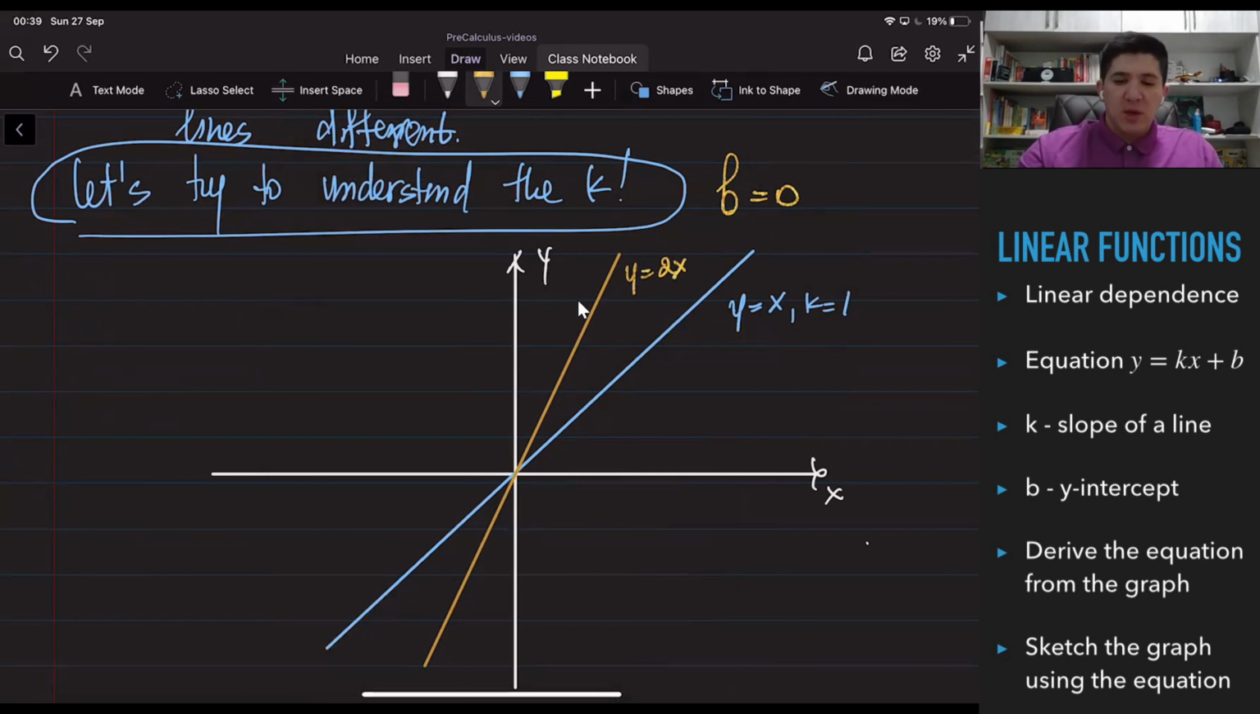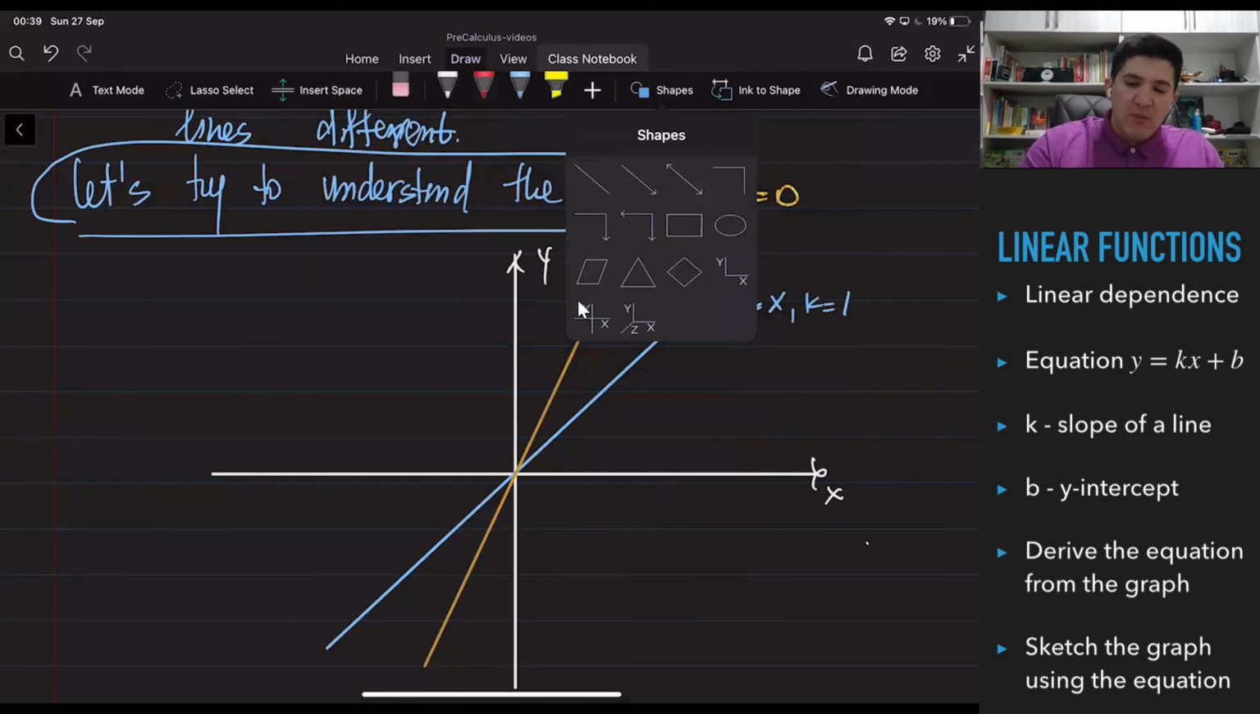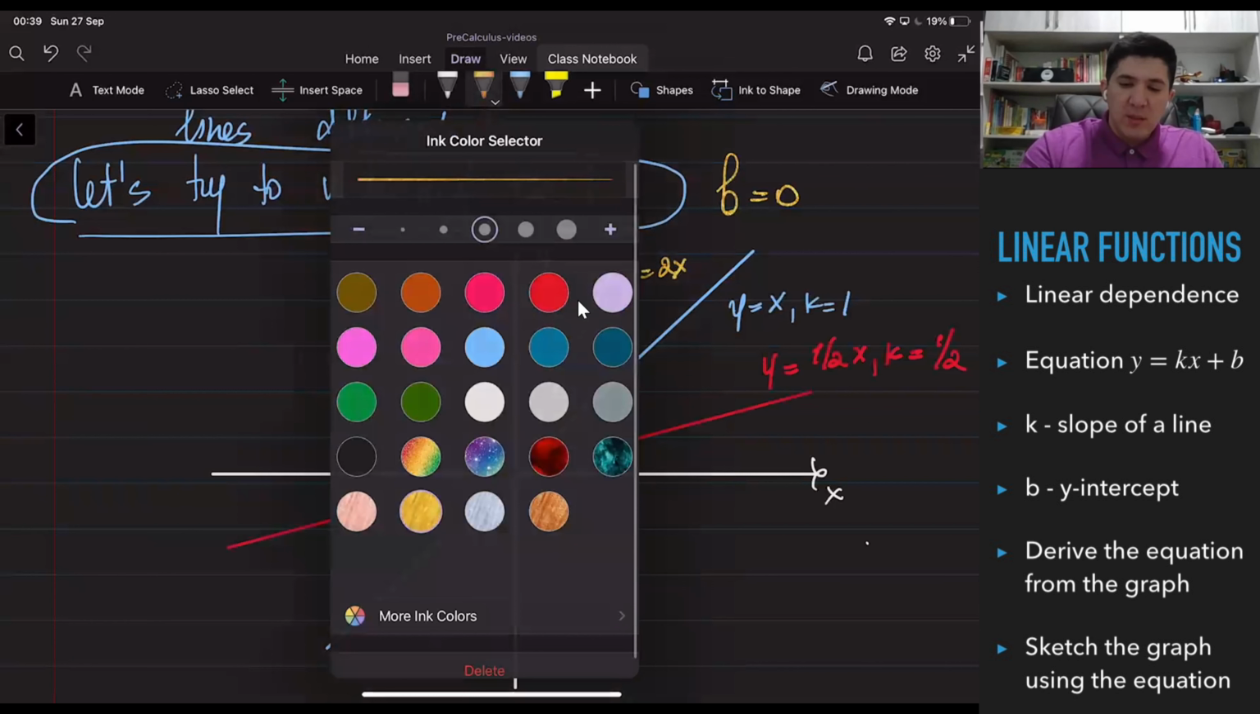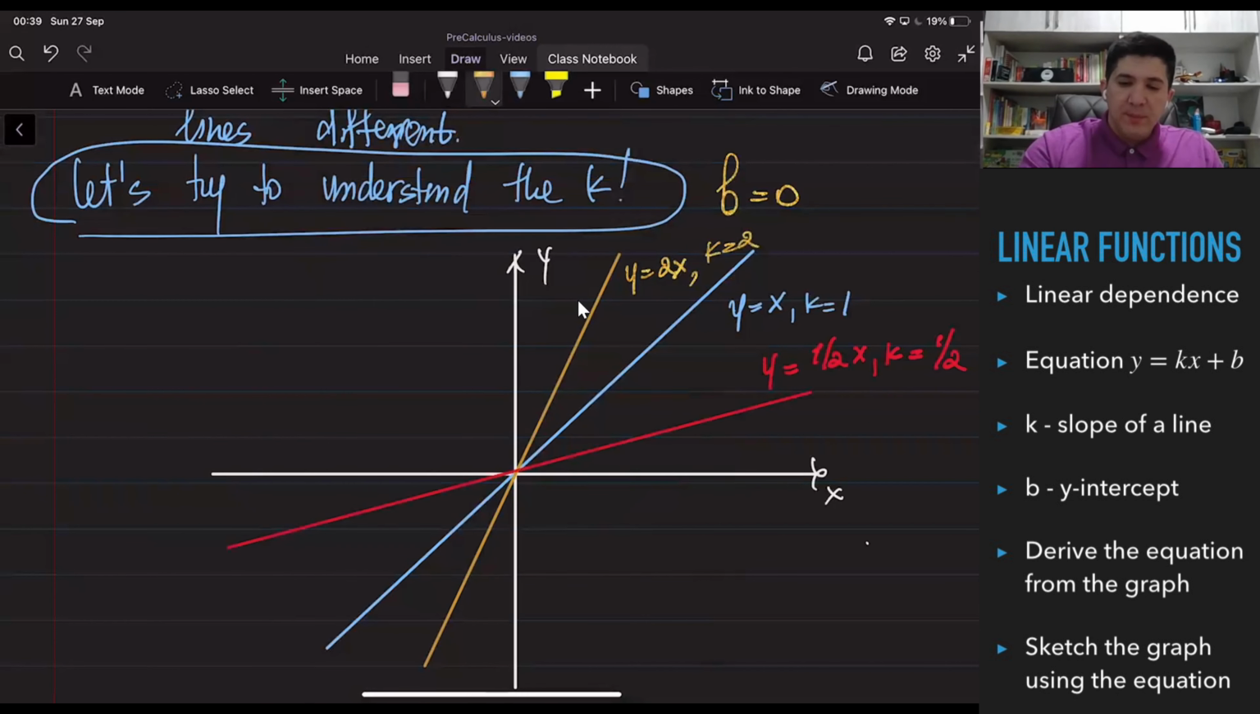Okay? So if I draw a third line, let's say y is equal to 1 over 2x, then its shape would be something like this. So it is y is equal to 1 over 2x. Again, if I write down the values of the slopes, here it's going to be 1 over 2, and here it's going to be 2. So you see what is changing if I change the value of the k. Basically, the slope of the line is changing, right?